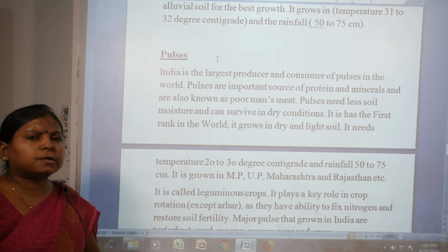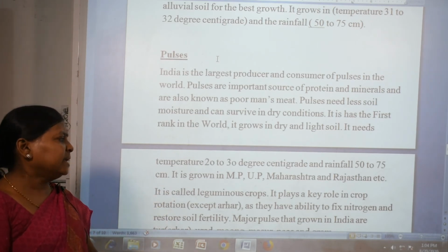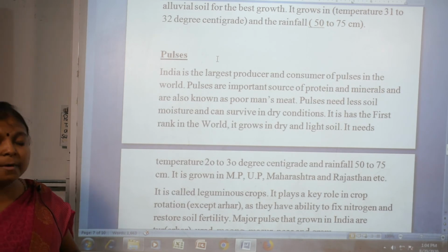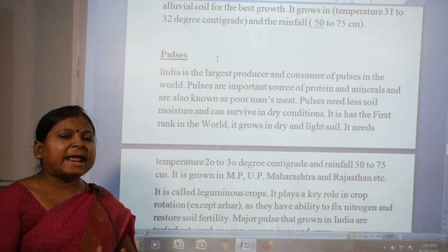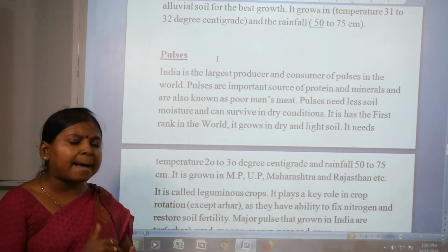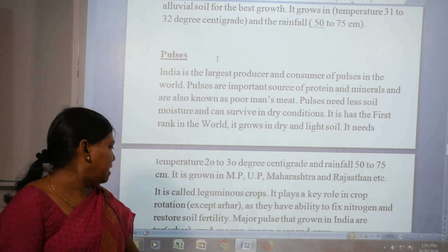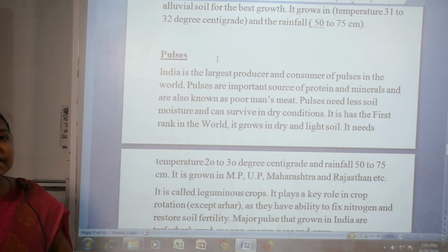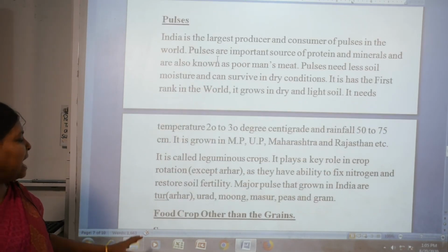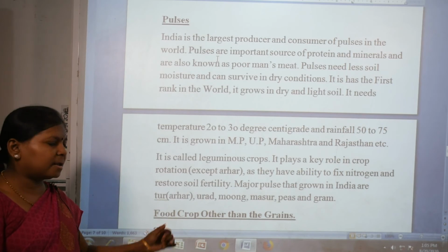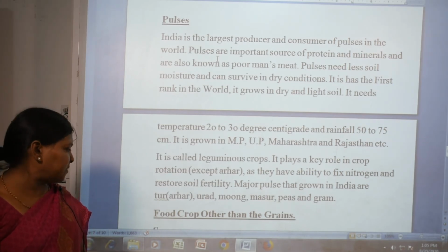Do you know it is also called a leguminous crop? Why is it called a leguminous crop? Because it plays a very important role in crop rotation. The leguminous crops have the ability to fix the nitrogen which is available in the atmosphere and restore the soil fertility. And now the major pulses that are grown in India are tur, arhar, urad, moong, masoor, peas and grams.